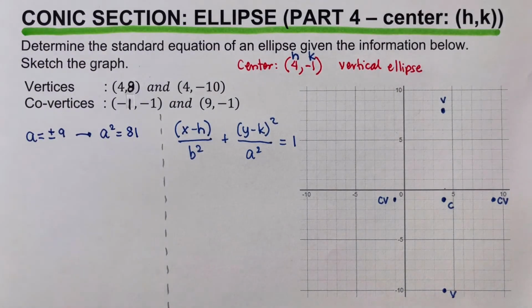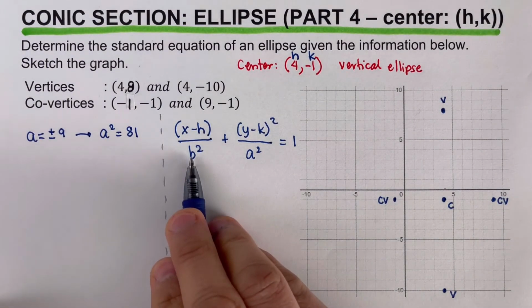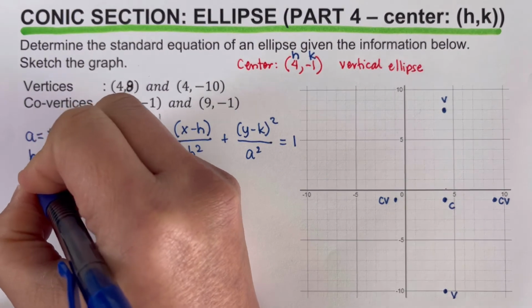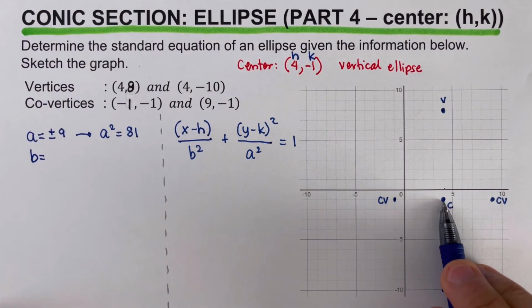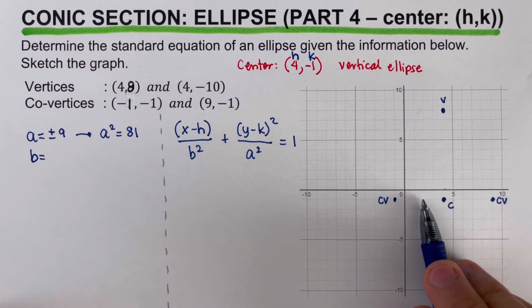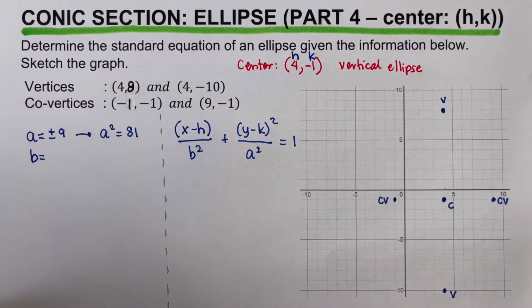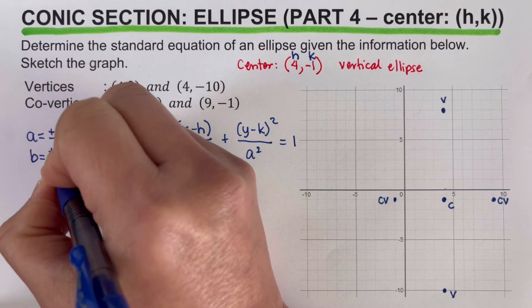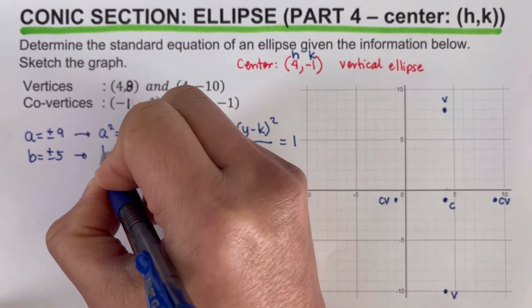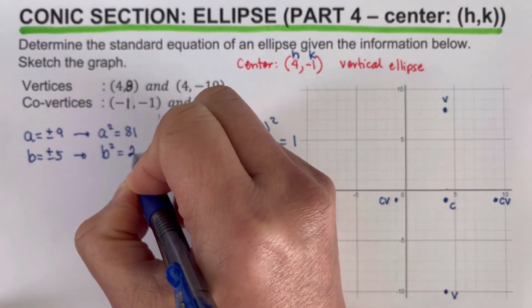Now we can also determine the value for b, so we can complete this equation right here. Our b is the distance from the center to the co-vertex either way. So counting it, 1, 2, 3, 4, 5. So that's going to be plus minus 5. This tells us that our b squared is 25.